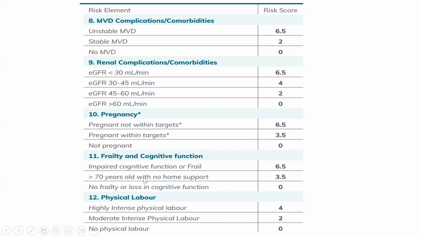More than 70 years old with no home support, 3.5. No frailty or loss in cognitive function, 0. If the patient is involved in highly intense physical labor work, then 4. Moderate intense physical labor, 2, and no physical labor work, 0.